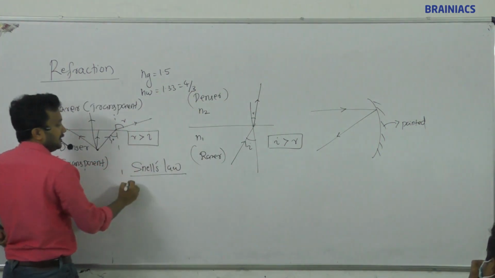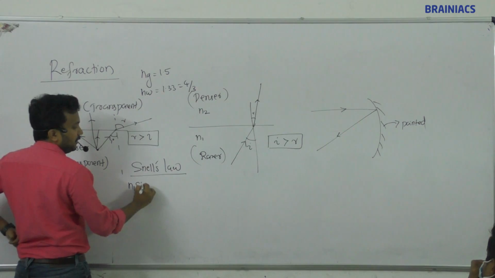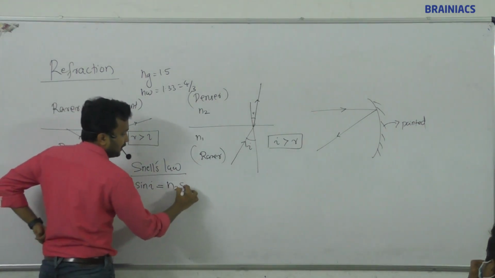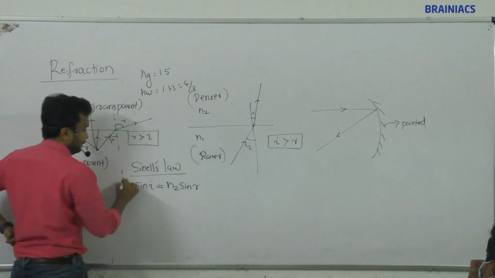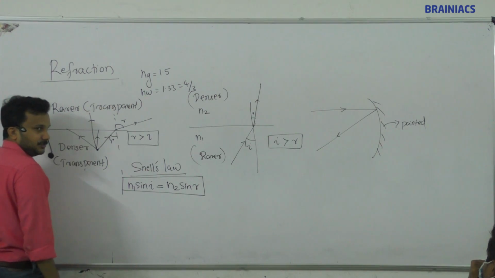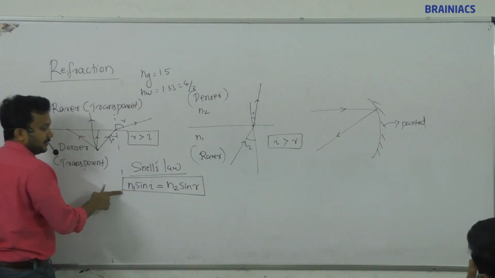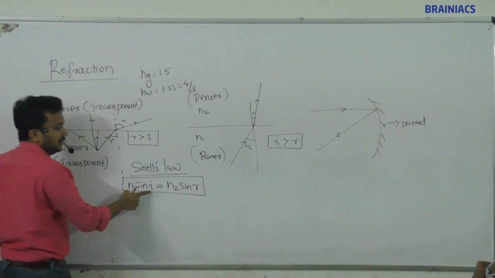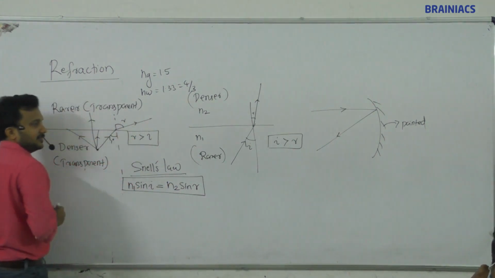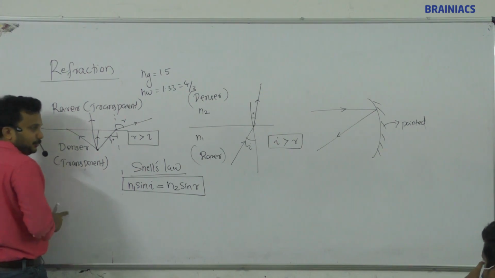Snell's law: n1 into sine of the angle of incidence equals n2 into sine of the angle of refraction. Understood? You have already learned this in school. So n1 sine i equals n2 sine r.